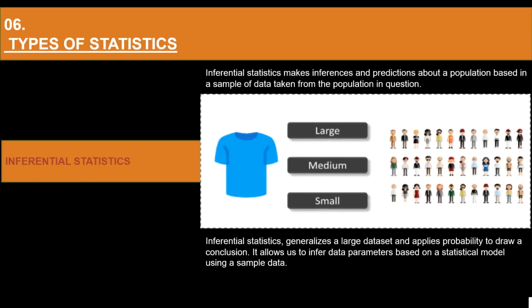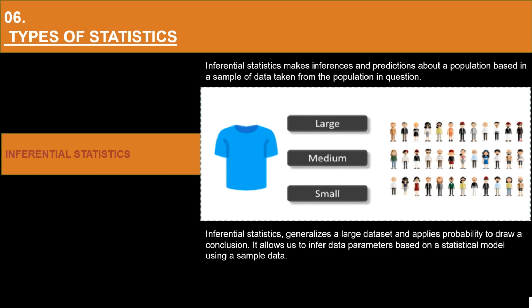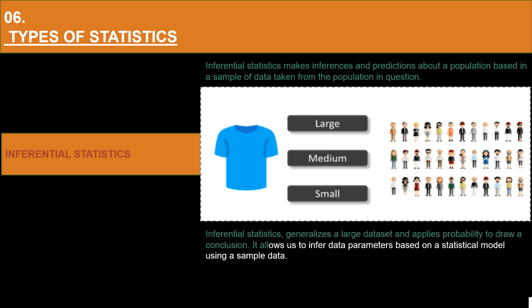So coming to inferential statistics. Inferential statistics makes inferences and predictions about the population based on the sample of data taken from the population. So in simple words, it generalizes a large data set and it applies probability to draw a conclusion. So it allows you to infer data parameters based on a statistical model by using sample data.